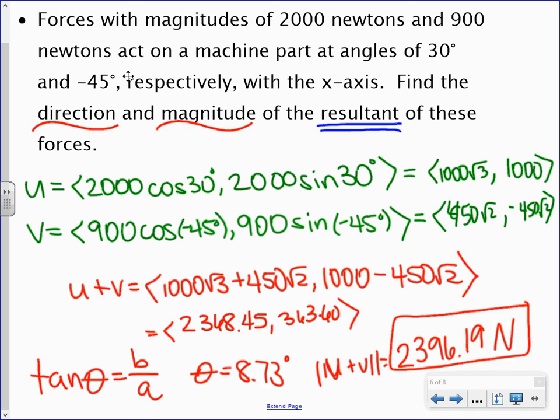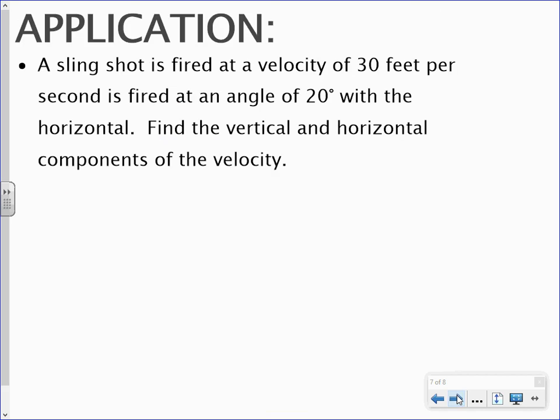We have time for one more example. Okay, a slingshot. A slingshot is fired at a velocity of 30 feet per second at an angle of 20 degrees. So I would at least write velocity of 30 feet per second, angle of 20, so you at least know what's going on when you look back at your notes.